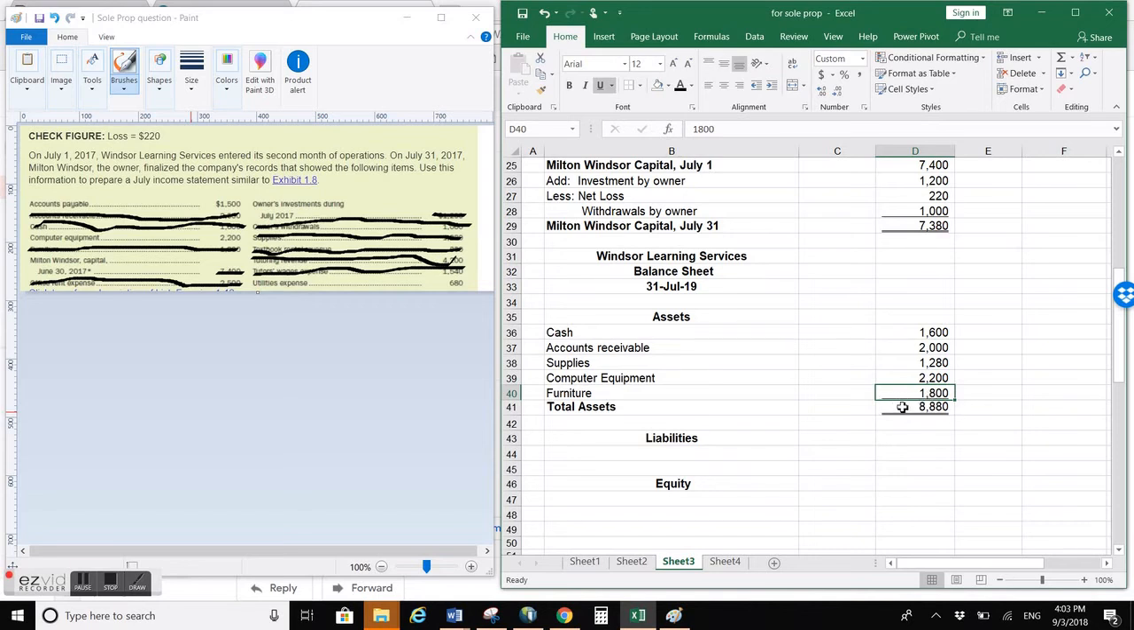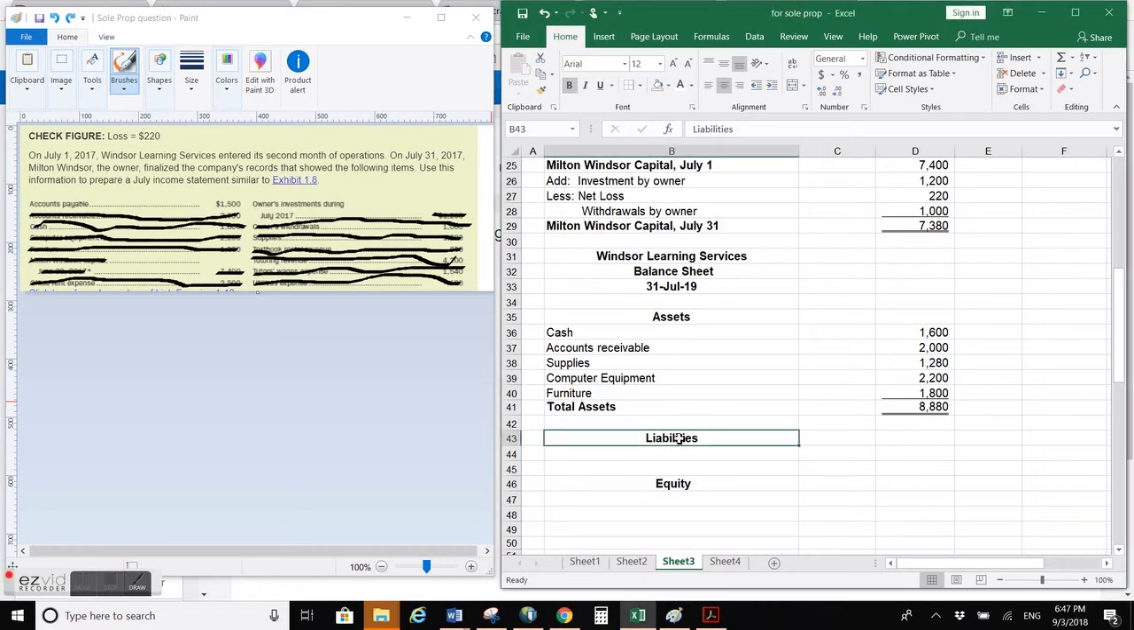Just like before, we've got an underline denoting we're going to add all of these numbers up, but total assets gets a double underline, just like all of the double underlines that end the previous statements.